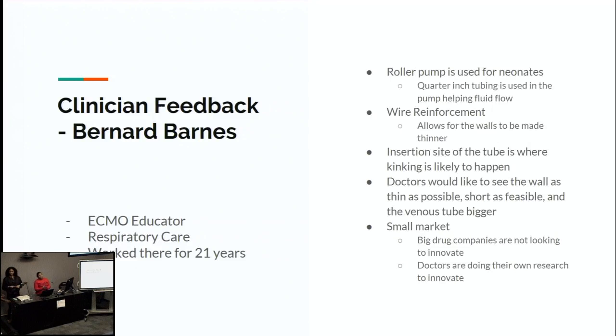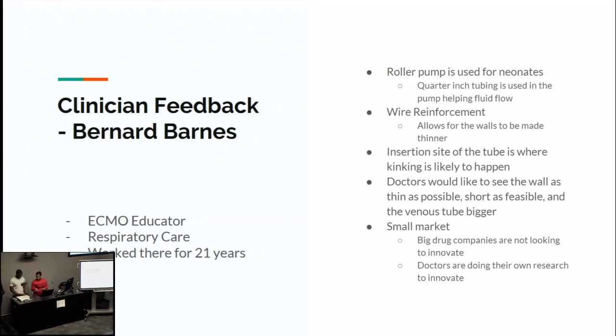On Friday we met with Mr. Bernard Barnes, an ECMO educator there. The ECMO program has been there since 96, and he's been there since 97, so he definitely had a lot of experience with it. When we walked through the NICU and the intensive care unit at Wake Forest, he told us they currently use a roller pump method for neonates, with 1/4-inch tubing to help the fluid flow.